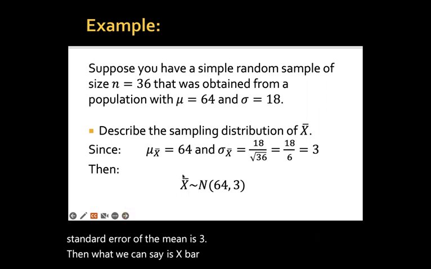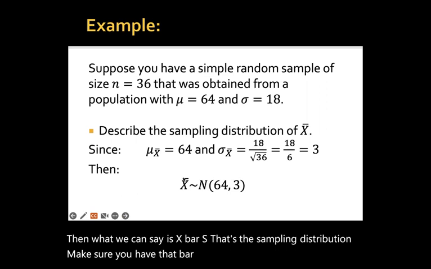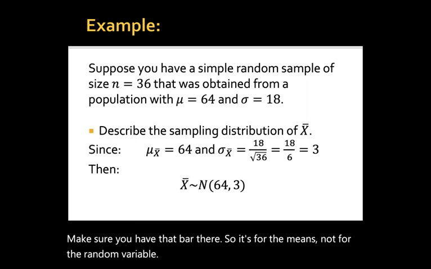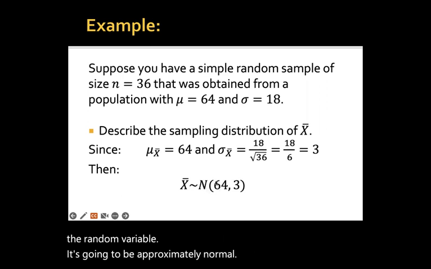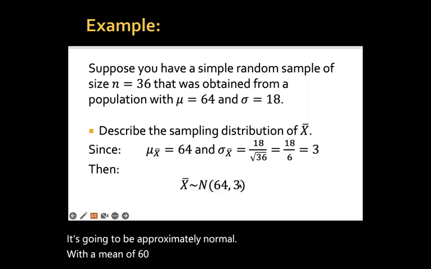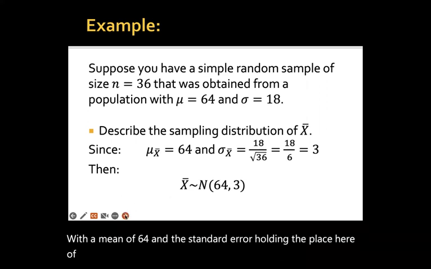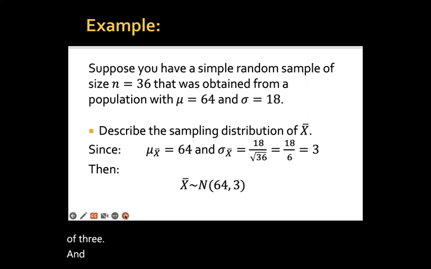Then what we can say is x bar. So that's the sampling distribution. Make sure you have that bar there, so it's for the means, not for the random variable. It's going to be approximately normal with a mean of 64 and the standard error holding the place here of 3. And then all calculations are the same.